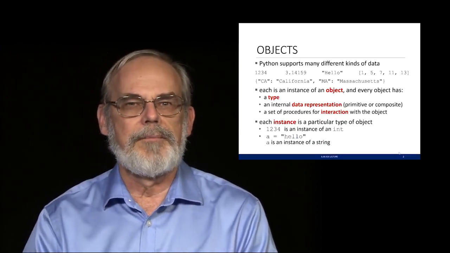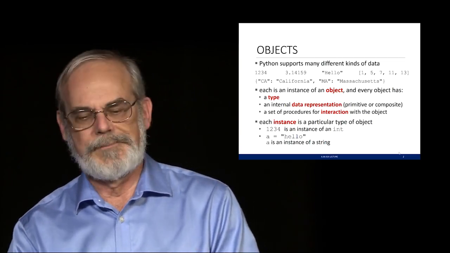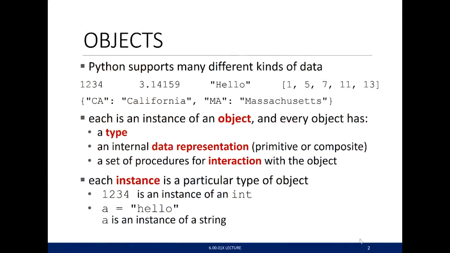Let's start by talking about the objects you already know about. As you know, Python supports a number of different kinds of data. We've got integers, we've got floating point numbers, we've got strings, we've got lists, we've got dictionaries, a few others like tuples, but basically we have a primitive set of data objects.